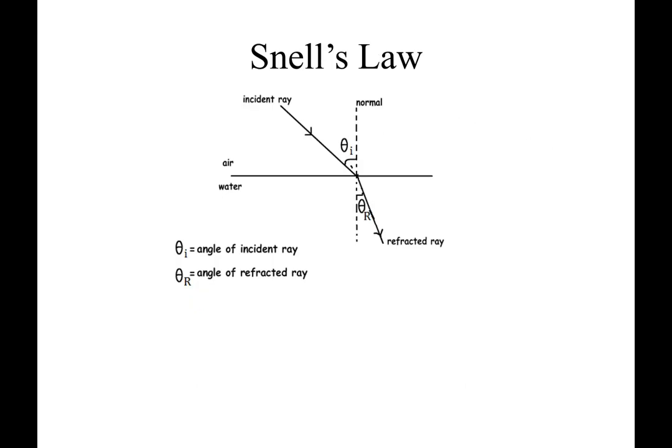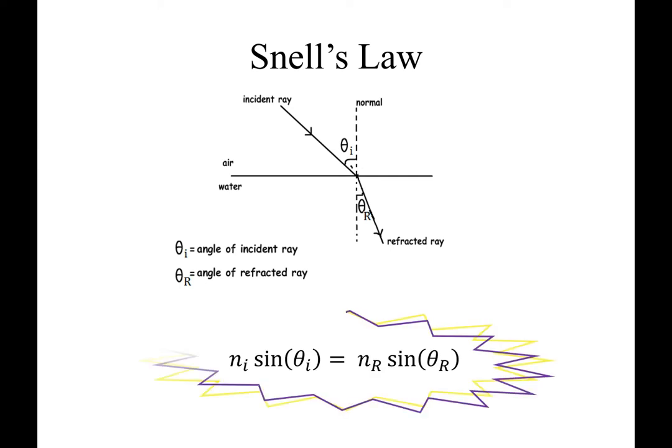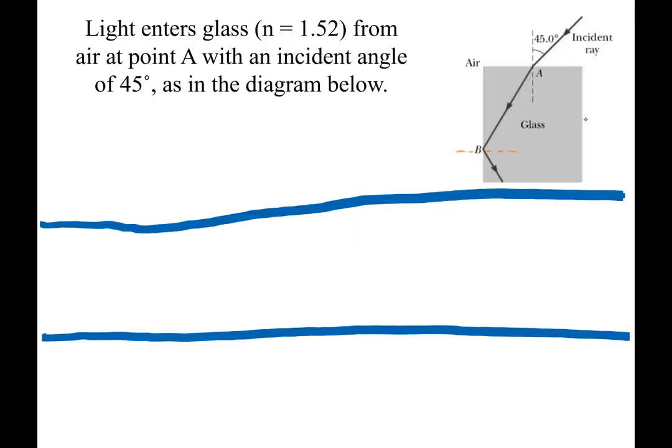Now, we mentioned Snell's law previously, and this has to do with the angle of incidence and the angle of refraction. Again, everything relative to that normal. And we know that the index of refraction of the incident material times the sine of the angle of incidence is equal to the index of refraction of the refracted material times the sine of the angle of refraction. It's time for an actual example problem.